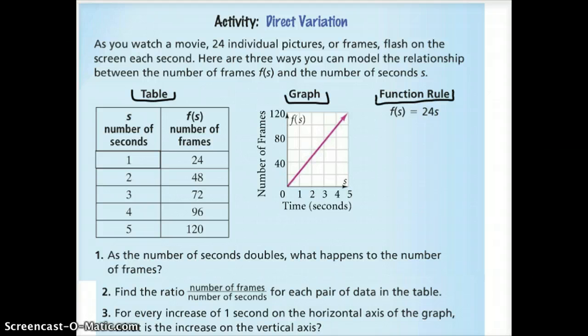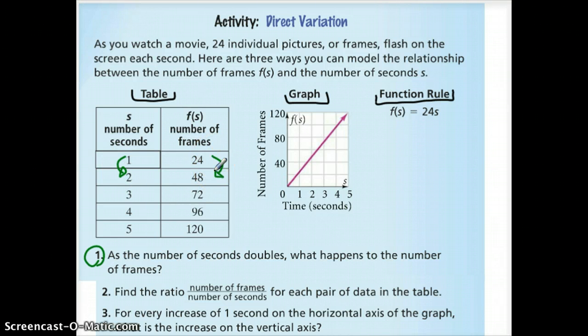So what I want you to look at, I want you to try to answer these 3 questions before I say the answers. Go ahead and pause the video and then we'll talk about them. Okay, so the first one. As the number of seconds doubles, what happens to the number of frames? So I want you to look at the number of seconds doubling. So let's look from 1 to 2.